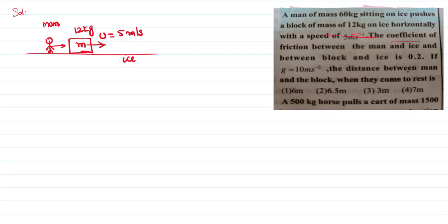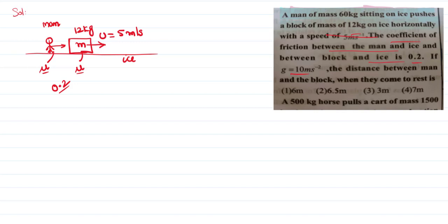The coefficient of friction between the man and ice. So this is a rough surface. Between them there is a coefficient of friction. And between the block and ice, between these two also it's a rough surface, there is a coefficient of friction. To make our calculation simple, both the values are being given as 0.2 itself, right? Of course, gravity is taken as 10. Now, let's try solving, see what we can get from this data, right?